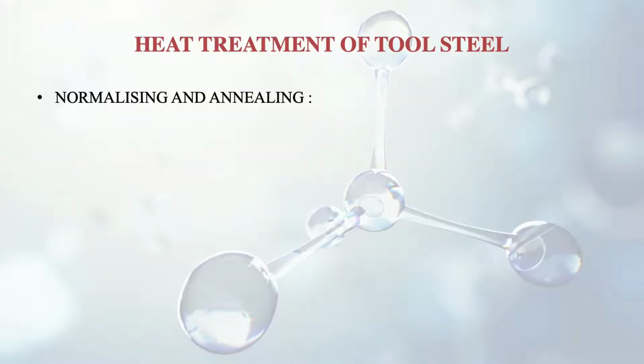So after discussing the heat treatment of the SS, we now discuss the heat treatment of tool steel. Again the same processes are there, like normalizing and annealing, and they are very necessary, especially in the case of forged tools. Forging is a process which we study in manufacturing science, so in that case we need these processes.